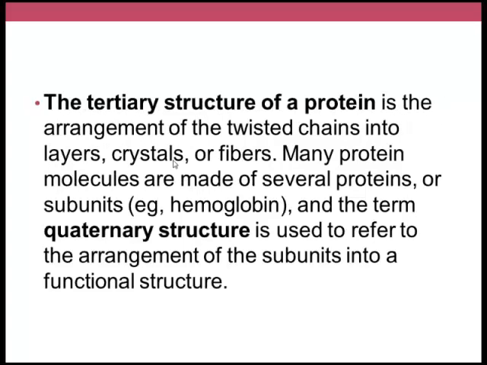So we have primary and secondary, but not only those, we also have the tertiary structure of proteins, which is the arrangement of the twisted chains in two layers, crystals or fibers. Many protein molecules are made of several proteins or subunits, like hemoglobin, and then the term quaternary structure is used to refer to the arrangement of the subunits into the functional structure. So, you have to differentiate between primary structure, secondary structure, tertiary structure, and the final functional quaternary structure.